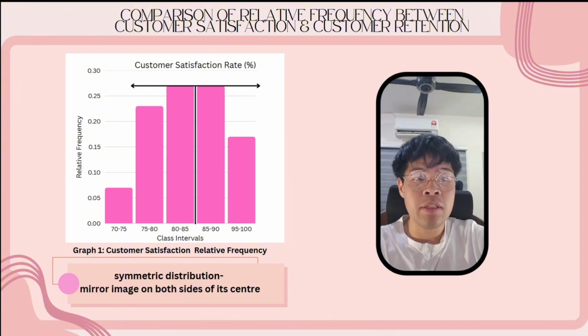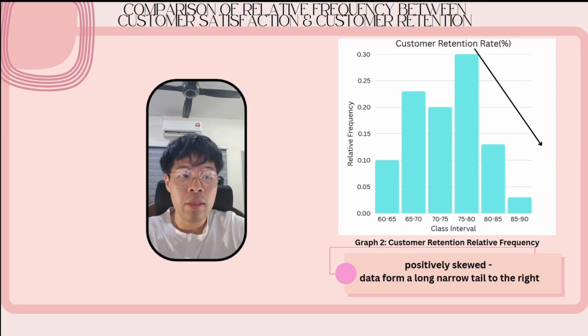So customer satisfaction showed a symmetric distribution. The highest bar is in the middle. Left and right side mirror each other. So this shows that the satisfaction level is balanced. Meanwhile, customer retention is positively skewed as the data has a long tail on the right side. They show that customers have low to mid-range retention rate.